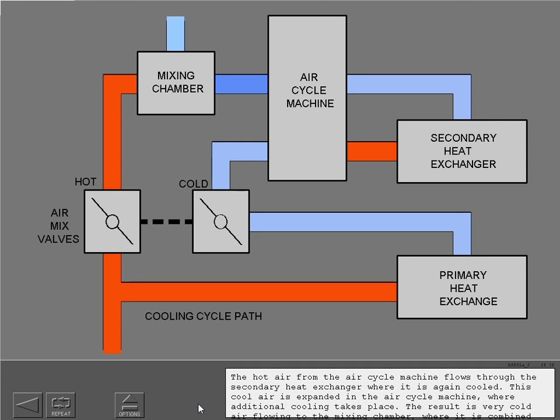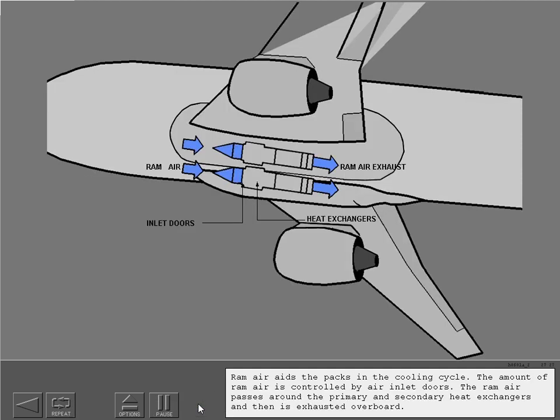The result is very cold air flowing to the mixing chamber, where it is combined with air from the hot air path to produce conditioned air. Ram air aids the packs in the cooling cycle. The amount of ram air is controlled by air inlet doors. The ram air passes around the primary and secondary heat exchangers and then is exhausted overboard.